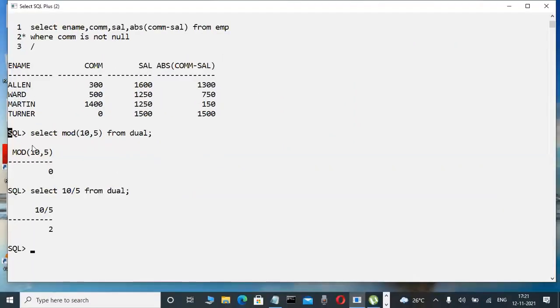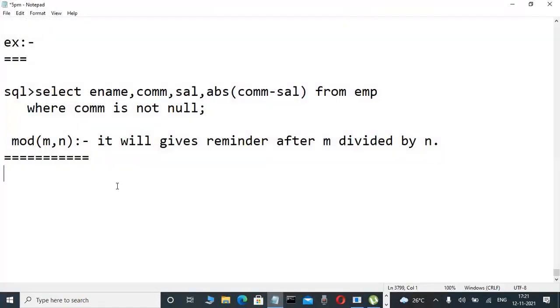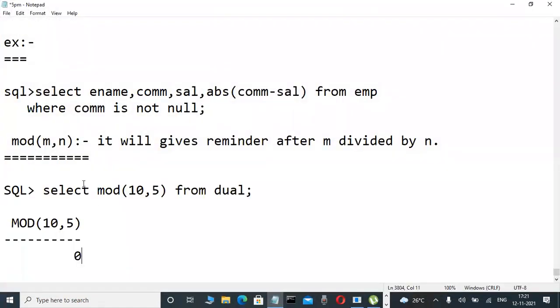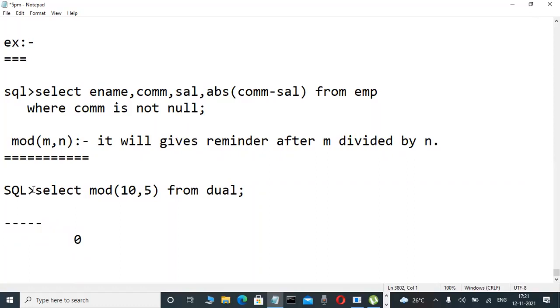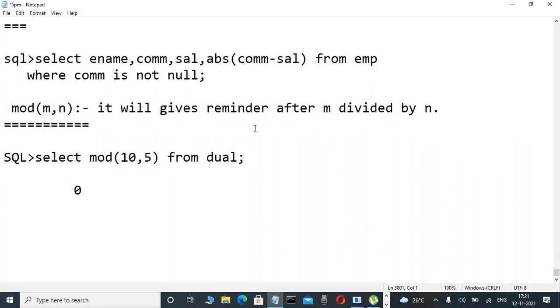Where it will be used, I will tell you. First write it. A small example, very easy. Write it. Select mod of any number comma another number, you just give it. Just a testing. Okay, now actually this is very helpful in the future.